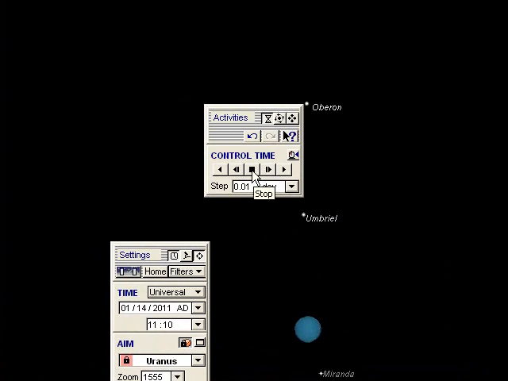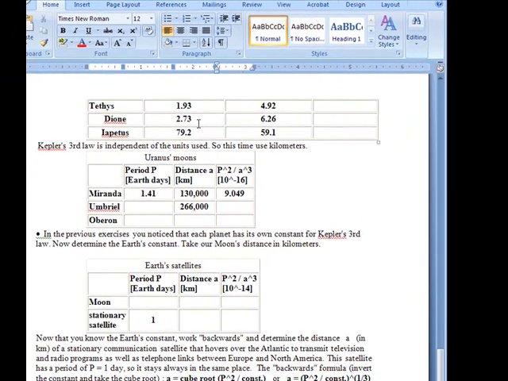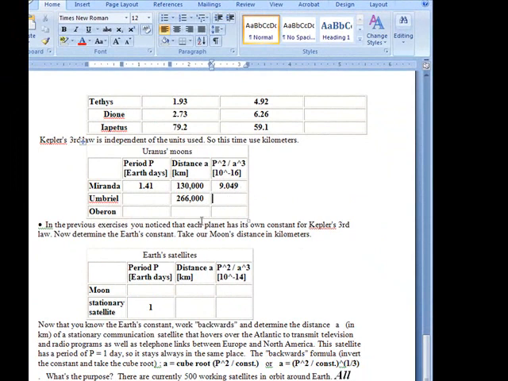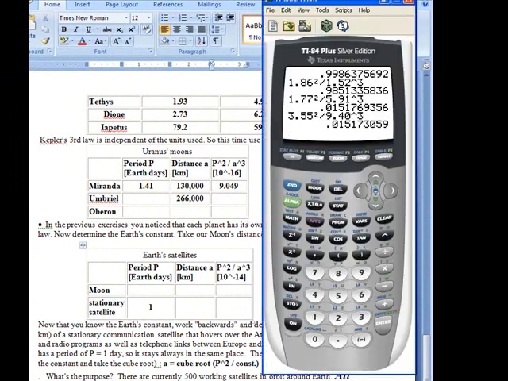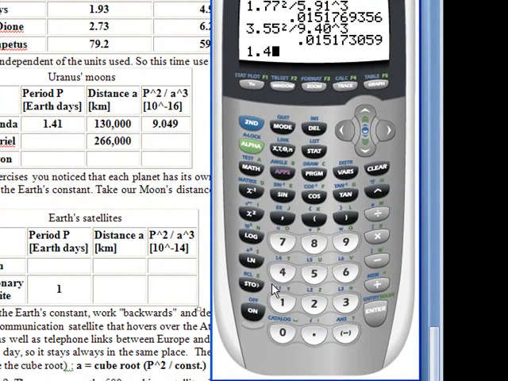So now you got all the data to put in there and all the data to calculate that constant for each planet. And let me just show you here the sample data for Miranda. 1.41 squared divided by 130,000 cubed. Notice I changed the units. Earlier it was the diameter of the radius of the planet. Now I'm using kilometers. Could have used miles.